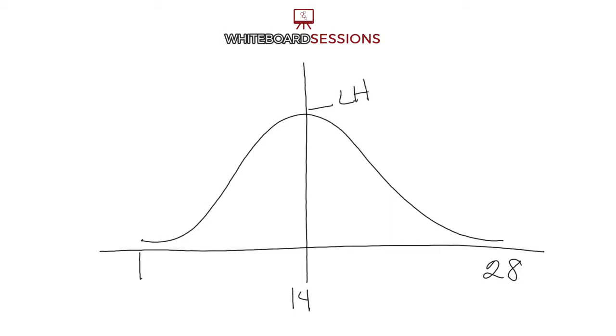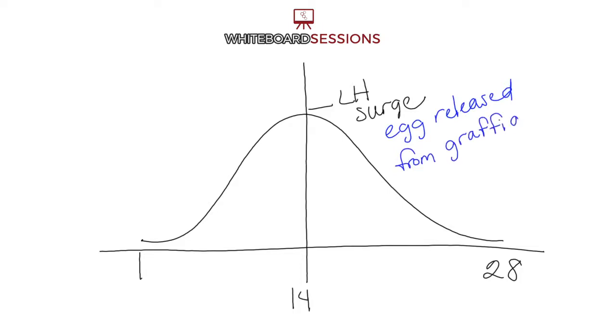All right? LH surge releases an egg. And we want to know exactly what that egg follicle is called, and it's released from a Graafian follicle, okay? The Graafian follicle then releases an egg into the fallopian tubes and through the uterus. At this time, it can be fertilized and become a baby, or if no fertilization takes place, it ends up not connecting to the uterus, but instead hormones decrease and the cycle starts over again.